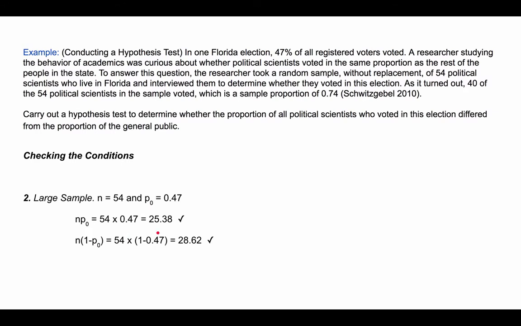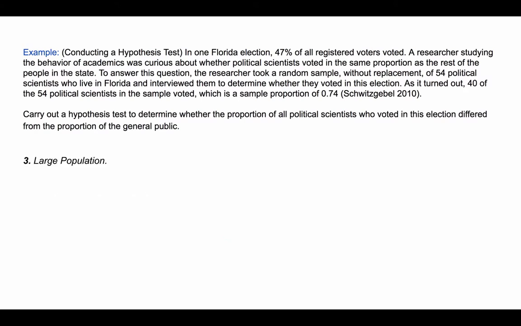and then 54 times 1 minus 0.47 is 28.62. And so what are we checking here? We're checking that both these numbers are bigger than or equal to 10. And so 25.38 is bigger than or equal to 10, and 28.62 is bigger than or equal to 10, so we satisfy condition 2. This is how we measure a large sample.